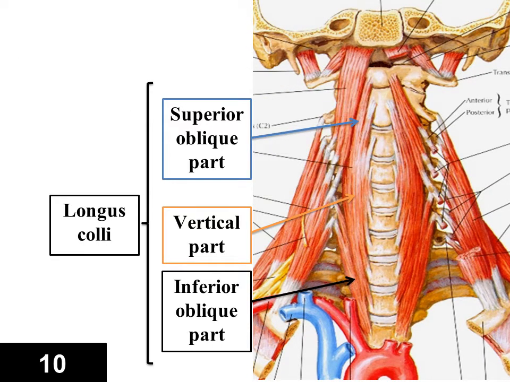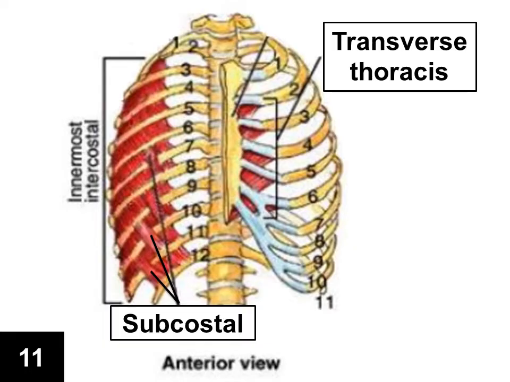Here you can see the 3 parts of the longus colli, the superior oblique, the inferior oblique, and in between them the vertical part of longus colli. Now here also we have the subcostal muscle.